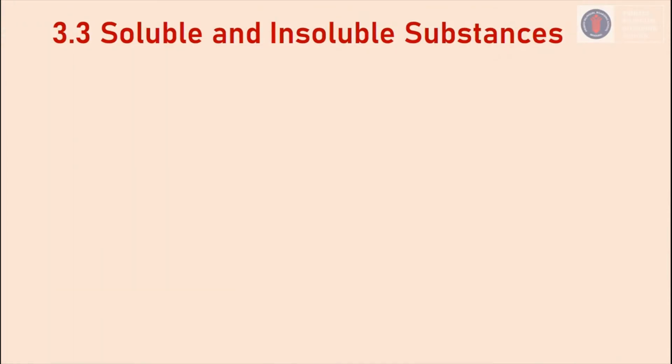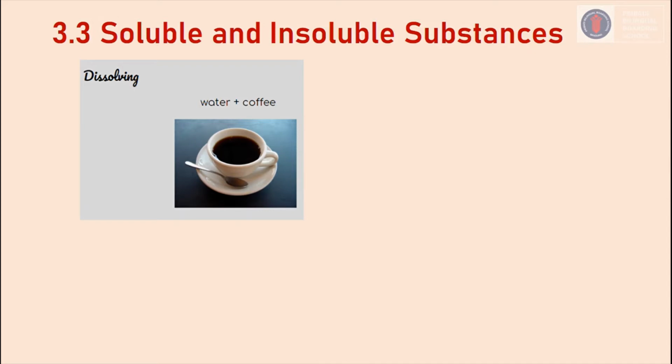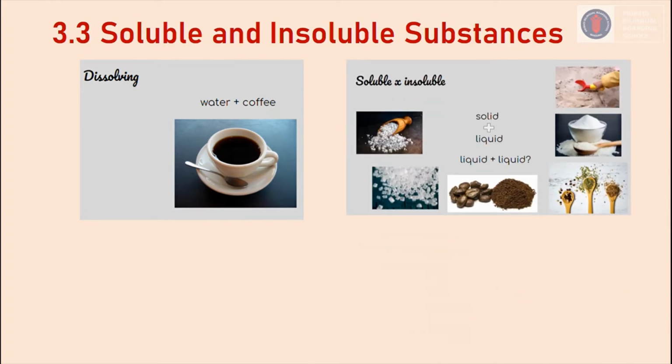The next subtopic is about soluble and insoluble substances. The first thing you should learn is the process of dissolving. For example, in this picture, you can dissolve coffee in water. If the substance can completely dissolve in liquid, we call that substance soluble. This is the keyword. Soluble means can be dissolved completely in the liquid. If it is insoluble, that's the opposite. It means it cannot be dissolved in a liquid.